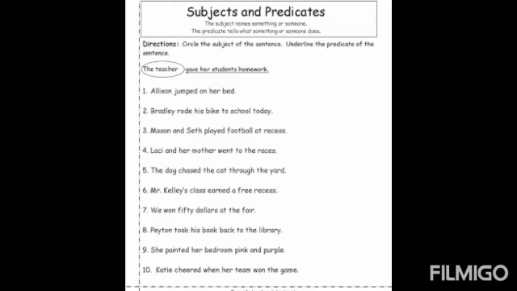Mr. Kelly's class earned a few Rexes. So Mr. Kelly's class is basically the subject, and the other part is the predicate of the sentence. We won $50 at the fair. We is basically the subject of the sentence. Won $50 at the fair is basically the predicate. Peyton took his book back to the library. Peyton is the subject. Took his book back to the library is the predicate.